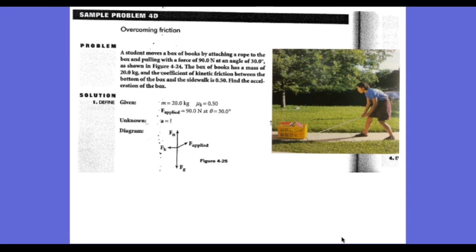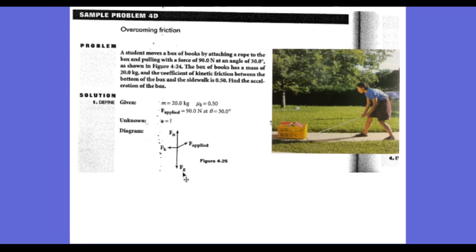For all these problems, the first thing you want to do is draw your force diagram. Right here where my arrow is pointing, that is the center of mass of the box. They have not even bothered to draw the box. That's okay, that's the center of mass. And notice all the vectors, the tail of the vector originates at the center of mass of the box.